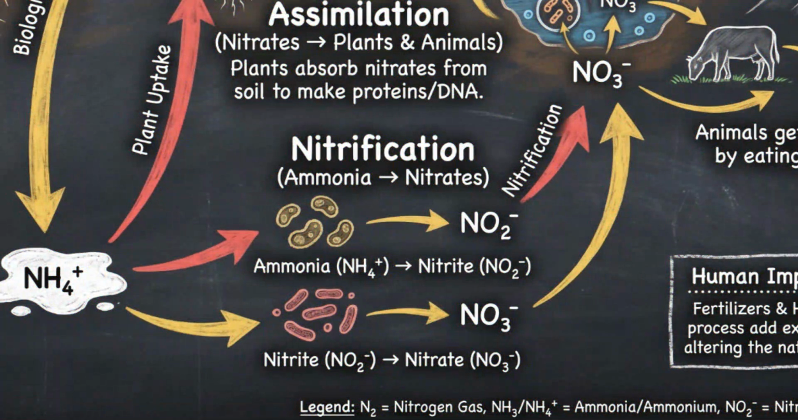Step 3 is nitrification. Ammonium in the soil is then converted by nitrifying bacteria into nitrates, which plants can easily absorb. This happens in 2 stages. First, ammonia is oxidized into nitrite. Then nitrite is further oxidized into nitrate. Nitrates are the preferred form of nitrogen for most plants.